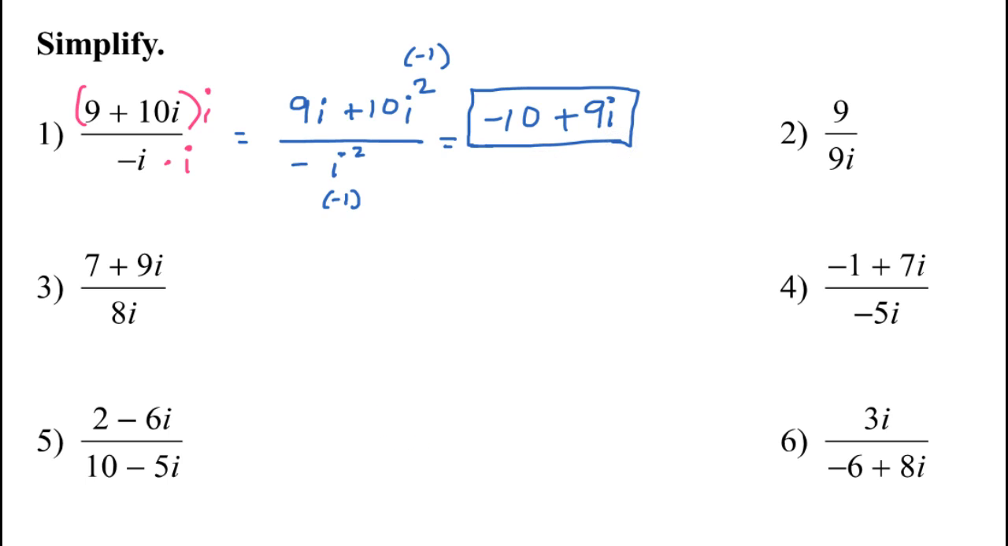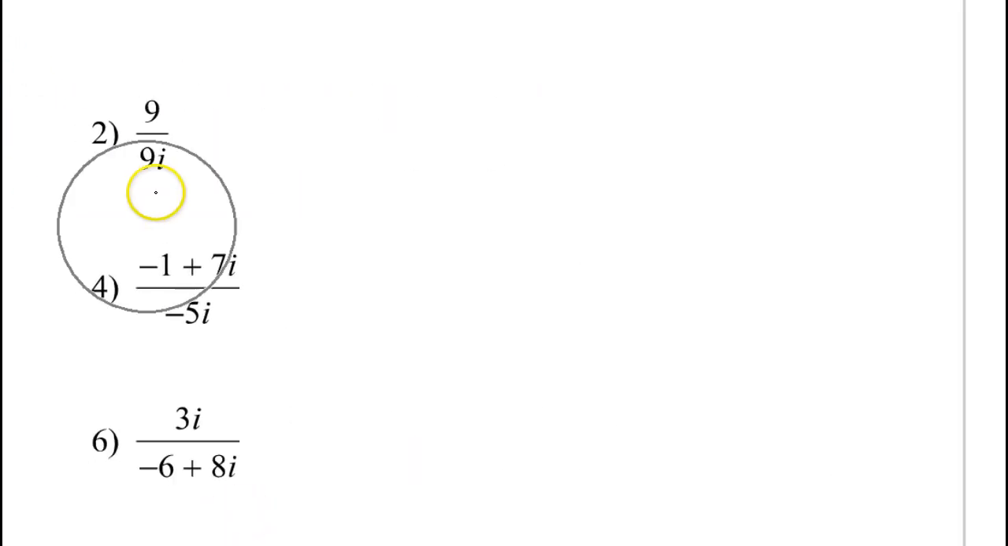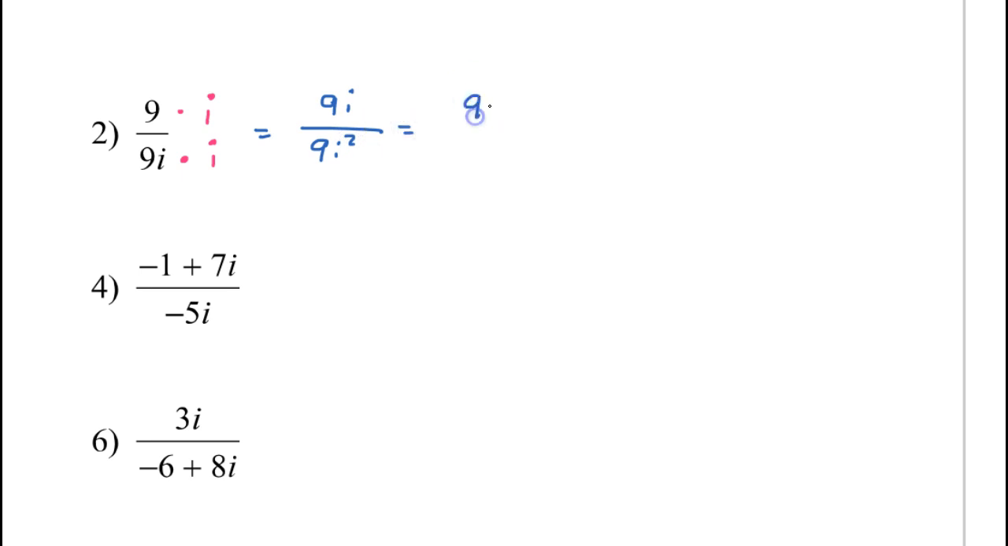Okay, take a look at problem number 2. Again, when the denominator is a monomial, you really can just multiply the numerator and the denominator by i. So that's going to give me 9i over 9i squared. So that's going to be 9i over -9, because i squared is -1. So that's just going to be -1i, or simply -i.